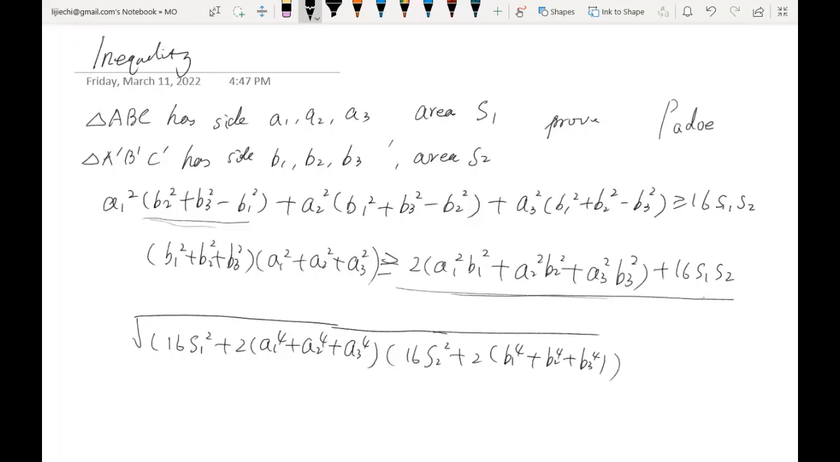And I'll put the bracket. So here we could use the Heron formula, and this one is just equal to A1 square plus A2 square plus A3 square, B1 square plus B2 square plus B3 square, right? And then this whole thing is pretty easy. Right?